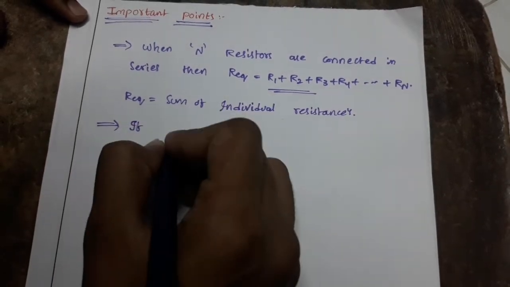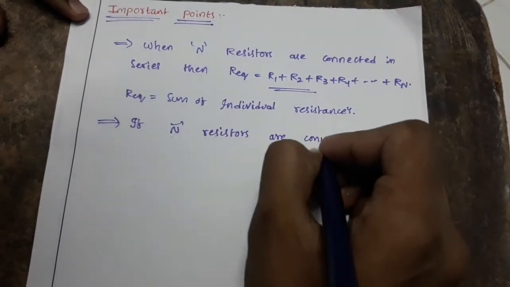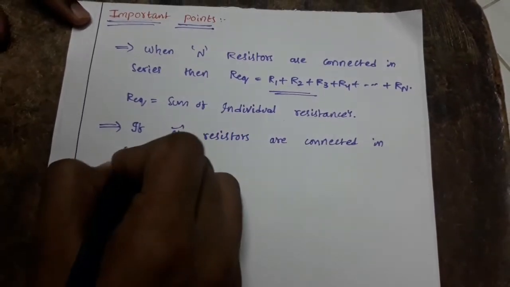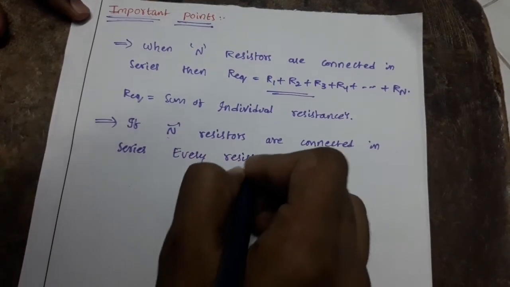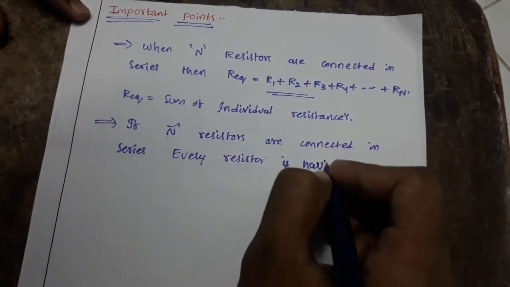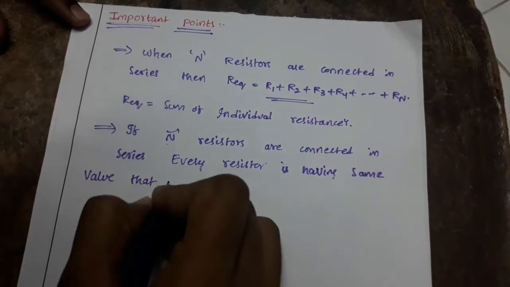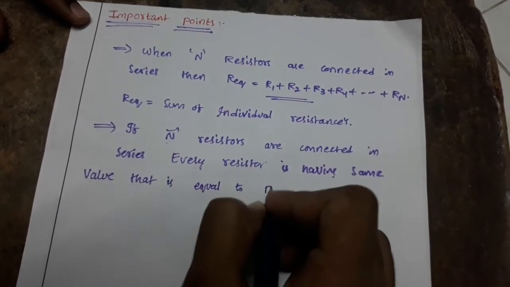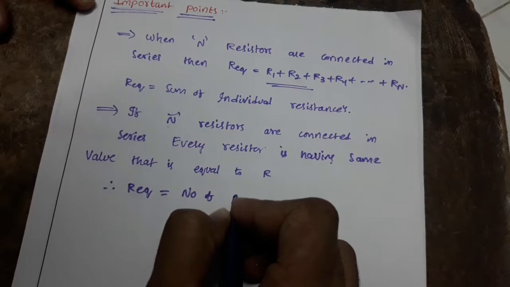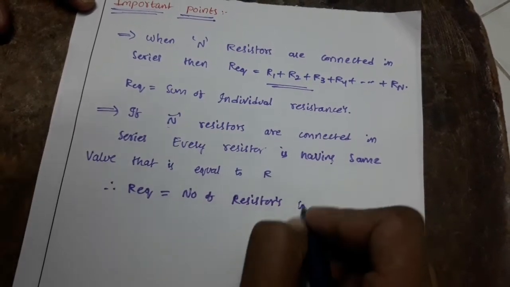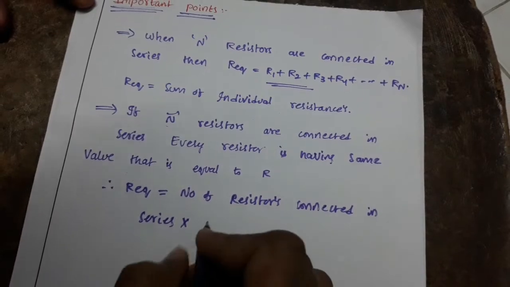If n resistors are connected in series, and every resistor is having the same value, that is equal to R, then R equivalent equals the number of resistors connected in series multiplied by R.